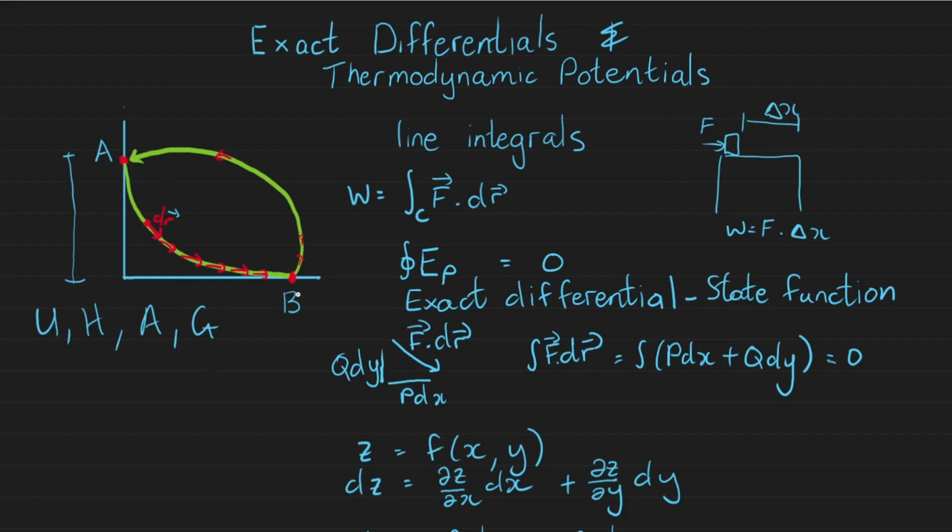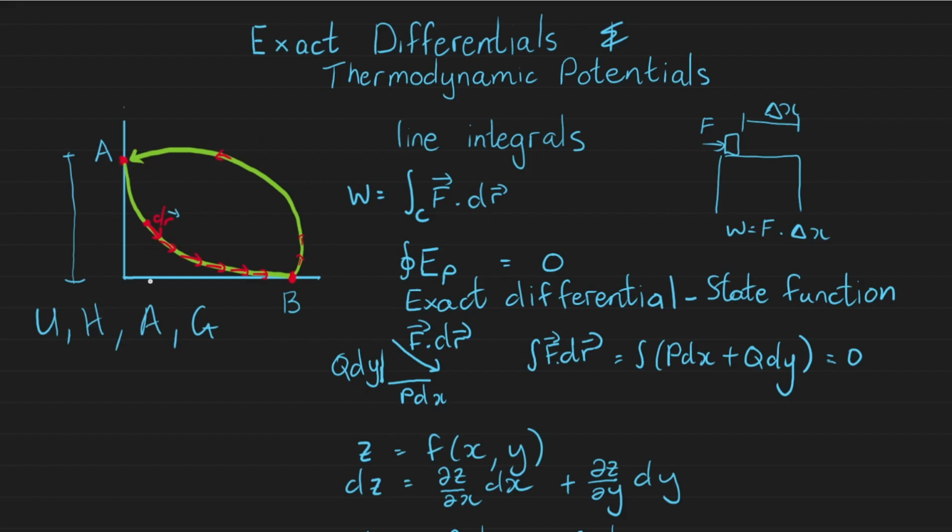They are state functions. So another characteristic of state functions is that if we go from A to B to A and we still get 0, it also means that it doesn't really matter how we get from A to B to A. So let me say that once more. If we go from A to B to A and we get 0 if we integrate this exact differential, it doesn't really matter how we go from A to B to A.